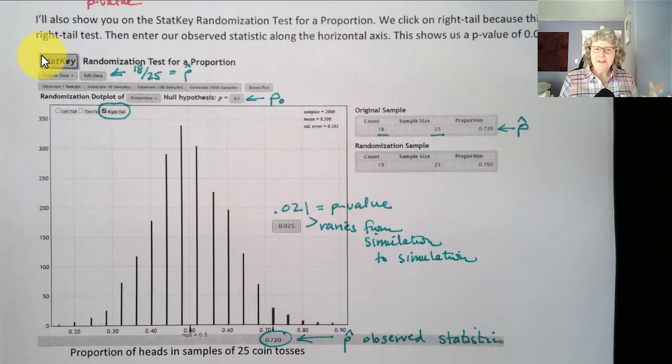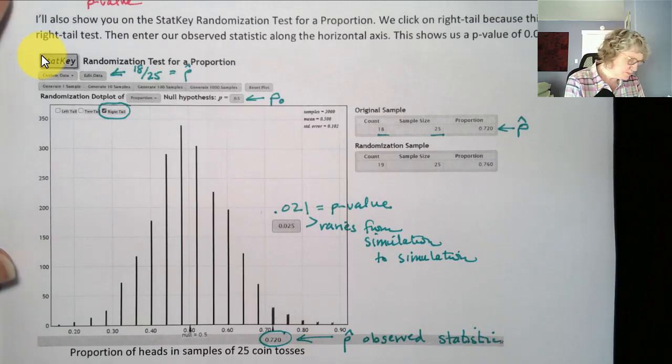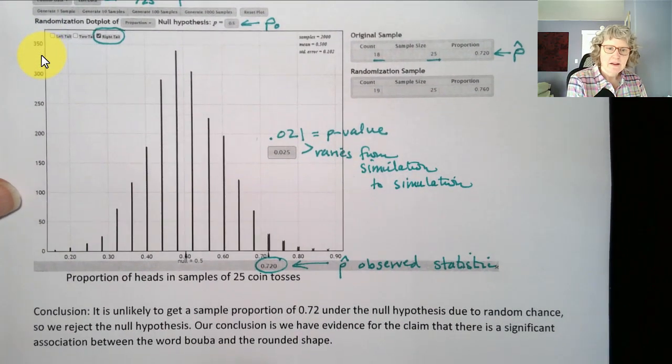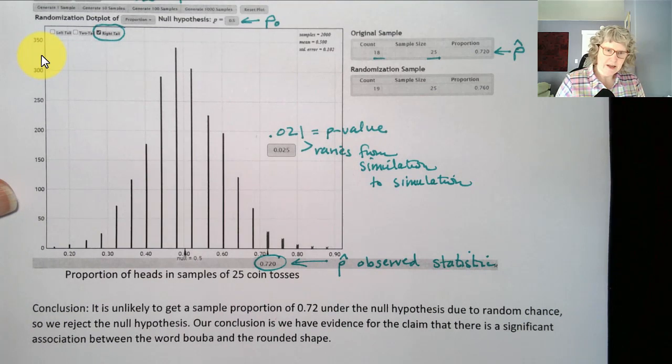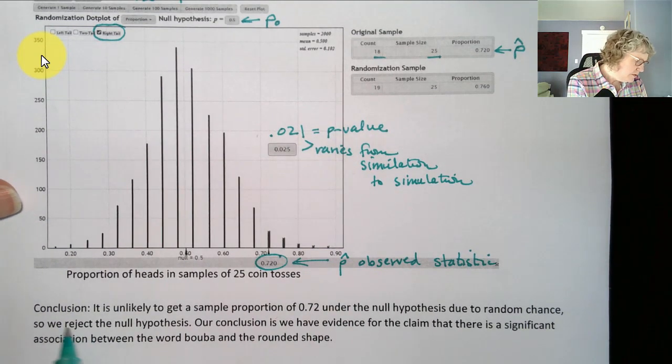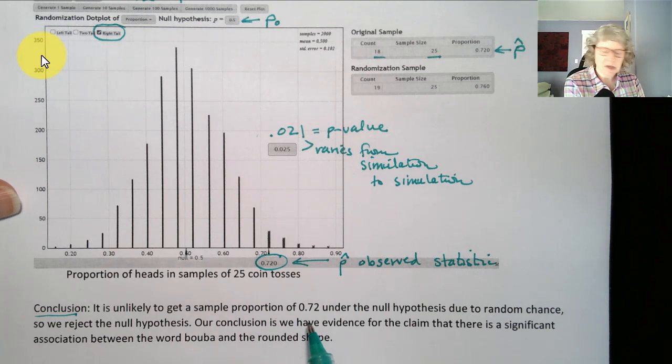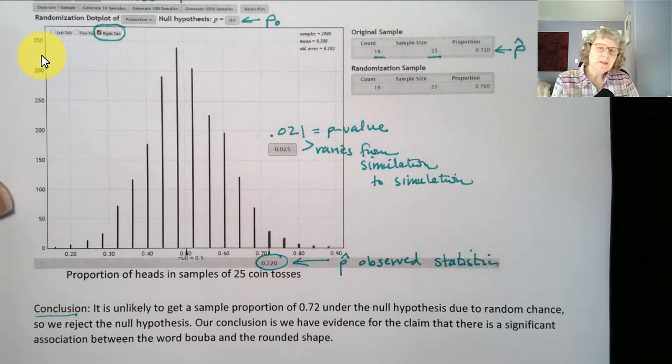Okay, so what does all this mean? What is our conclusion? Our conclusion, and we'll practice writing out a bunch of these, is that it's unlikely to get a sample proportion of 0.72 under the null hypothesis due to random chance. So we reject the null hypothesis. Our conclusion is that we have evidence for the claim that there is a significant association between the word booba and the rounded shape. Okay?